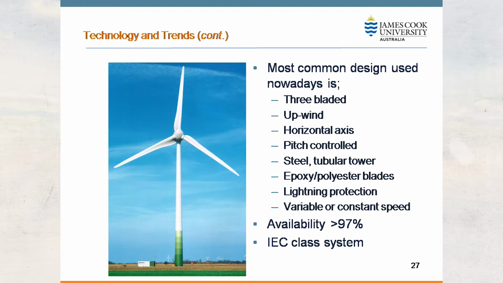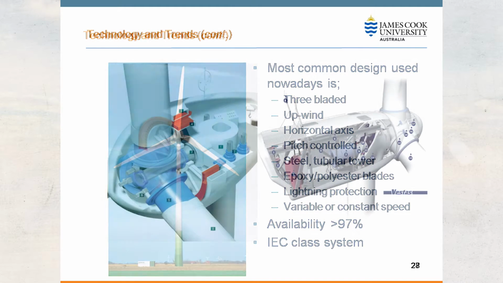As I said before, the most common design used nowadays is three-bladed because it's nice looking, upwind, and horizontal axis. The wind turbines available in the market are pitch controlled, with a steel tubular tower, and availability nearly 100%. It means almost all manufacturers of wind turbines agree to have this type of wind turbine.